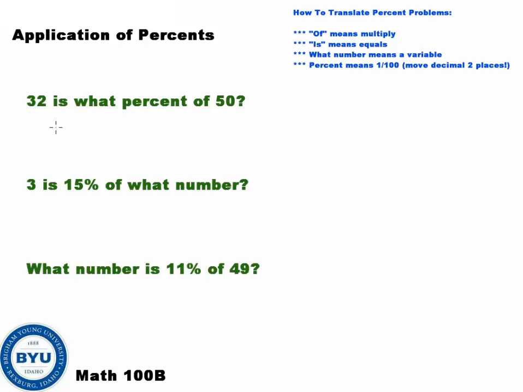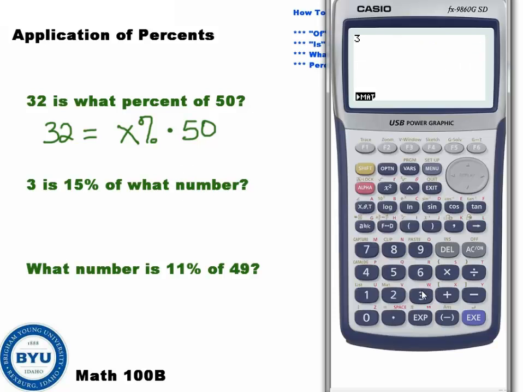It says 32, so I'd write 32, is, what does is mean? Is means equals what percent? So I'm going to put x, because what percent, that's the x value, so we don't know exactly yet, of 50. So I'm going to write of 50. So I want to solve for x, so I'm going to go ahead and undo the multiplication by dividing both sides. So I get 32 divided by 50, and I get 0.64.